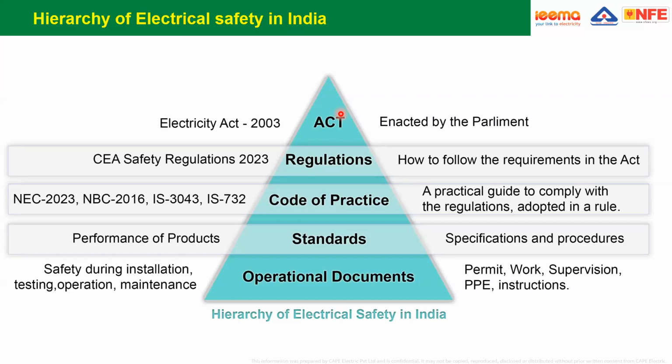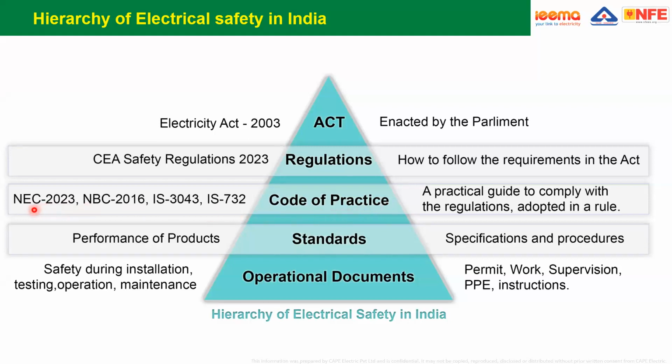Now, one important change which has happened is in the regulation, earlier Regulation 12 and the new Regulation 14. I will come to it later. Based on the regulation, the codes of practice are made. The National Electrical Code is a code of practice. The difference between codes of practice and standards is that codes of practice are not product specific. It's an installation rule which has to be followed to make a very safe electrical installation.